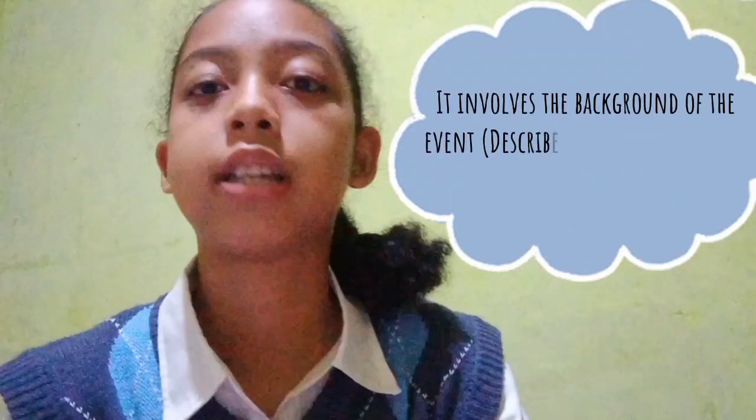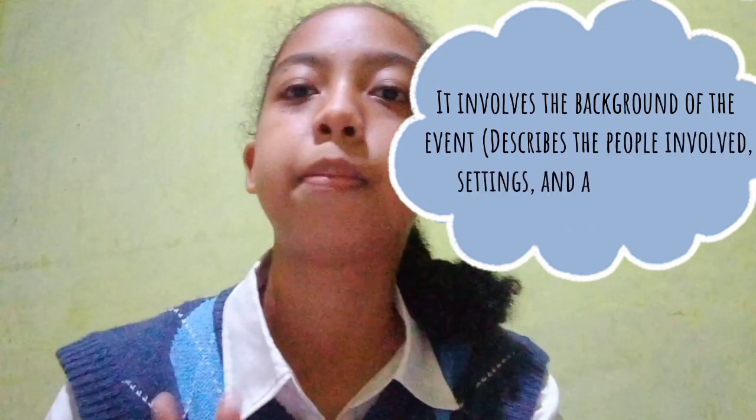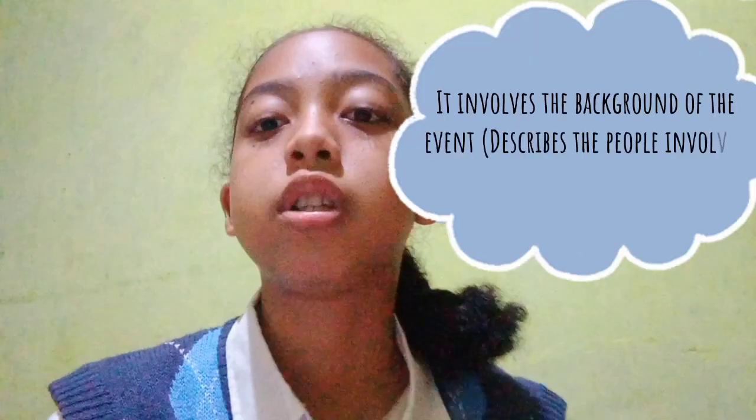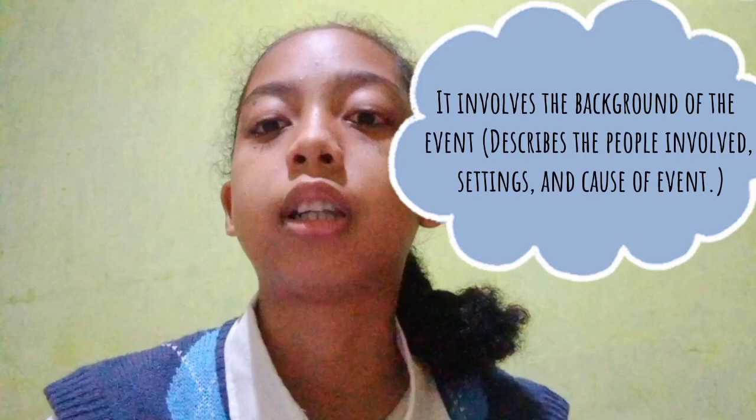Orientation involves the background of the event. It means describing the people involved, settings, and causes of the event. Second, the events in chronological order. And the third is reorientation. It includes the feelings and thoughts of the writer about the event.